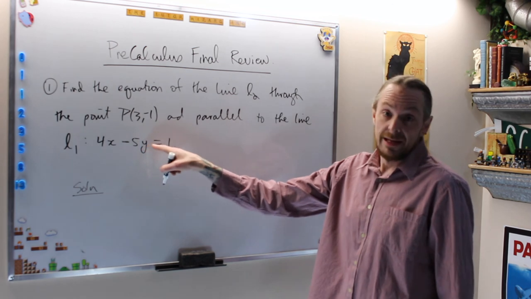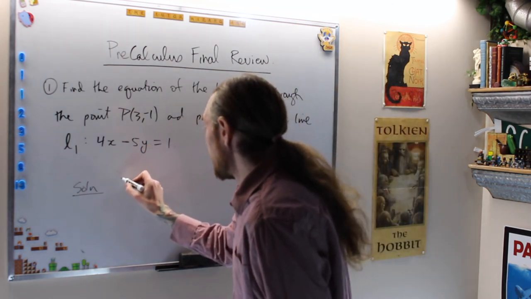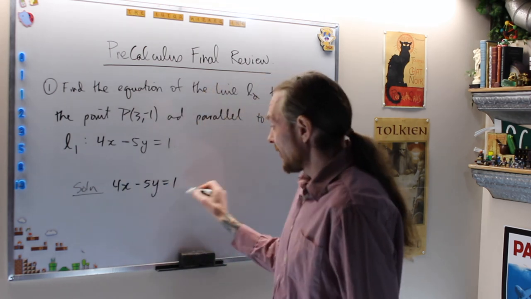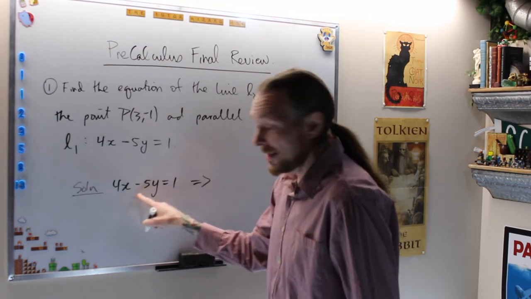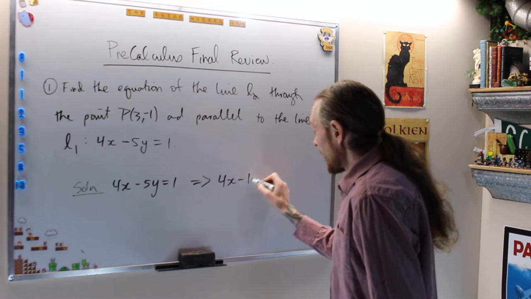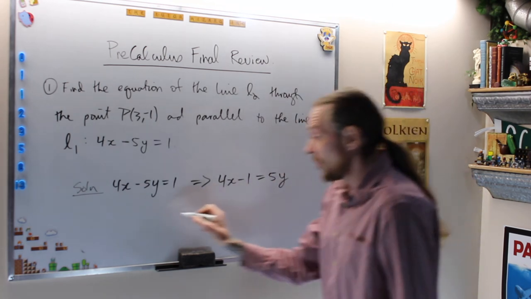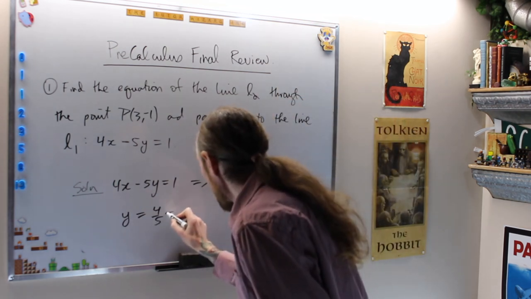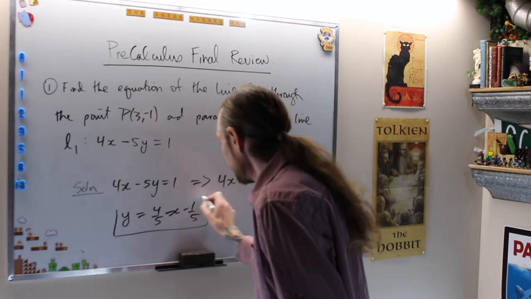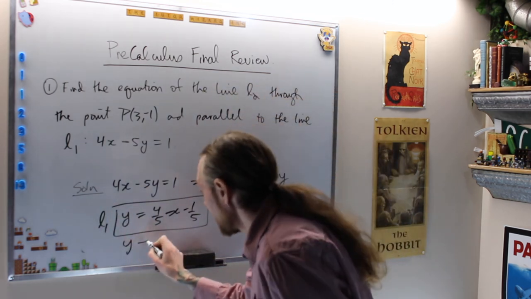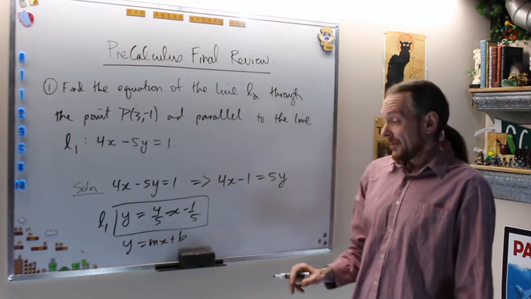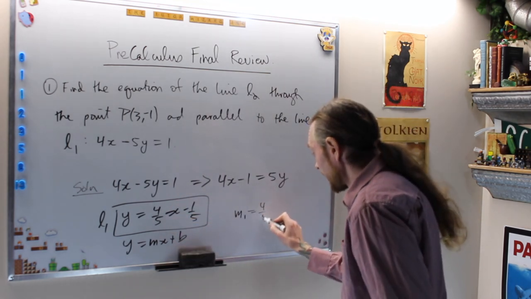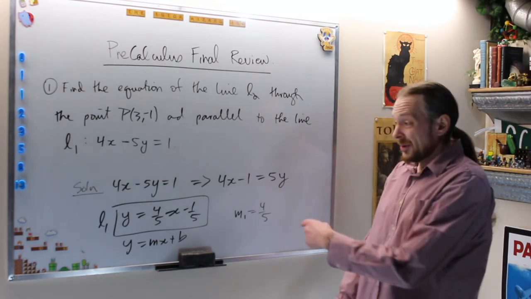I need the slope of this line. They give me 4x minus 5y equals 1. I'm solving for y, so I bring the 1 to the other side and the 5 to this side. This says 4x minus 1 equals 5y, or dividing by 5, y is 4/5 x minus 1/5. This is L1 in y equals mx plus b, or slope-intercept form. The number in front of the x is the slope, so m1 is 4/5. I have the slope of this first line now.